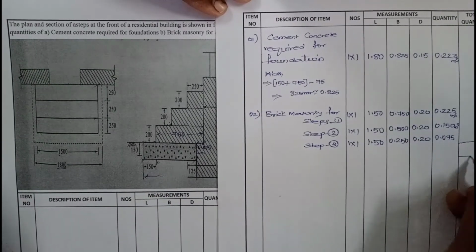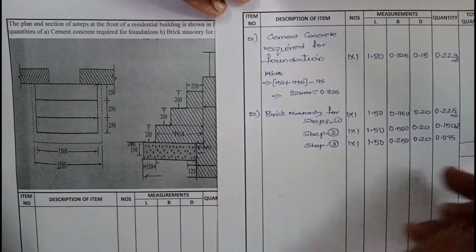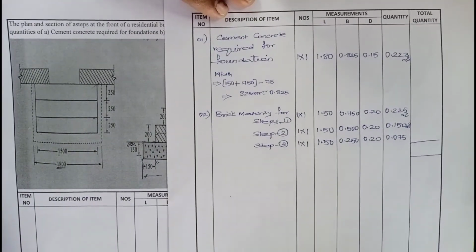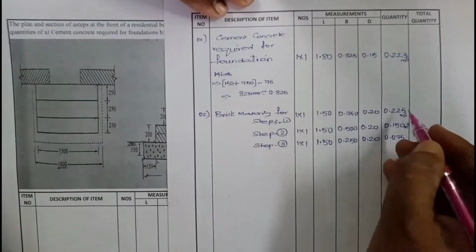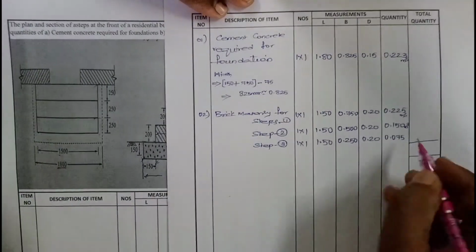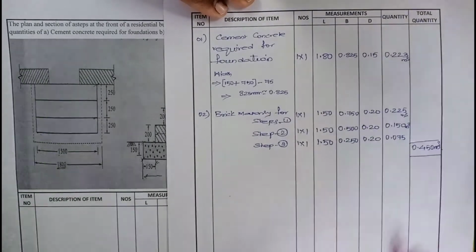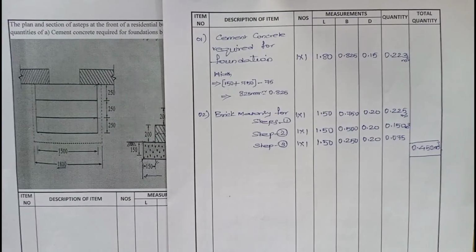Altogether, the total quantity of brick masonry required for these 3 steps is 0.225 plus 0.150 plus 0.075. So 0.450 cubic meters of brick masonry is required.